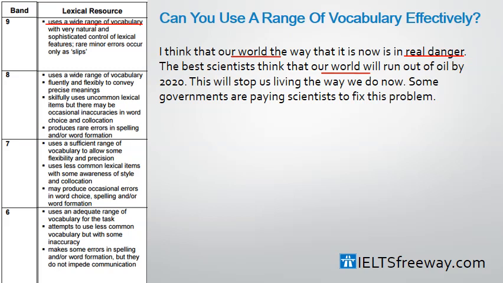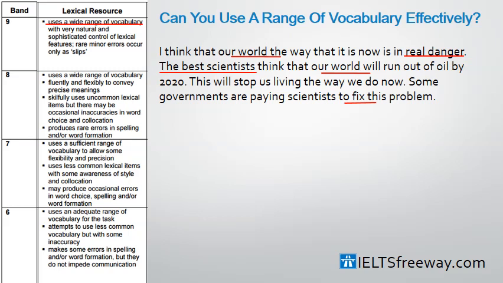How about the best scientists? Can you think of anything for that? And then we've got our world again. And in the last sentence, we've got to fix this problem, to fix this. Does fix really sound very academic? I'm not sure. In a moment, I'll show you a much better way of saying these words. So, just remember, you need to try and use a range of vocabulary.